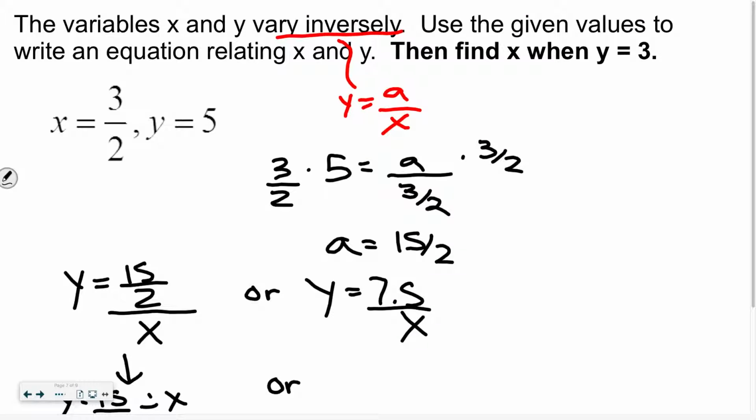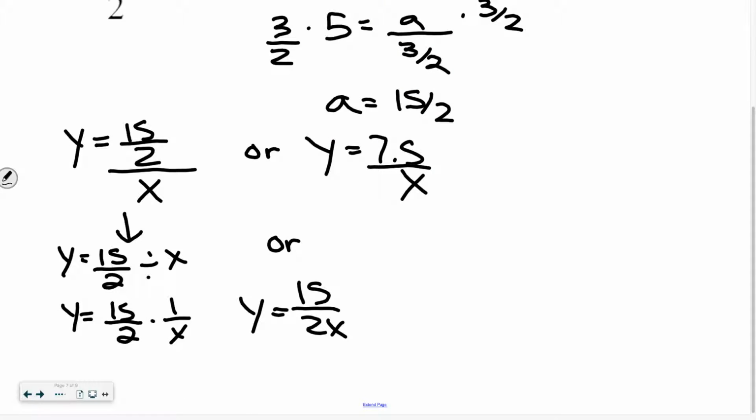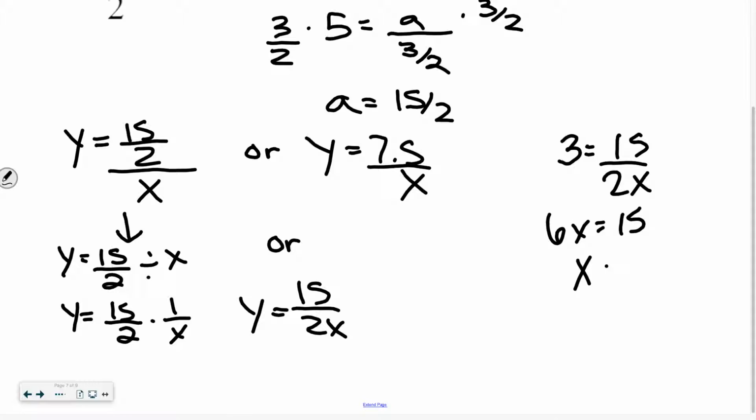Okay, this one said find x when y equals 3. So I'm going to say 3 equals, I'm going to use my last one, 15 over 2x. How will I solve for x? Multiply by 2x, right? Just like get it up. Think about like cross multiply. So this is 6x equals 15. And then divide by 6. So those are going to be what? 5 halves? A lot easier than guessing.